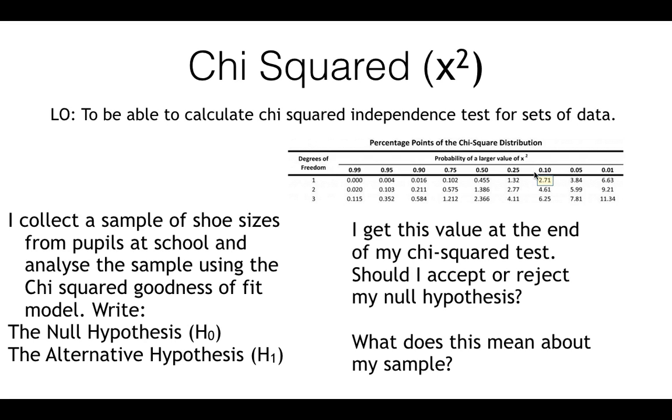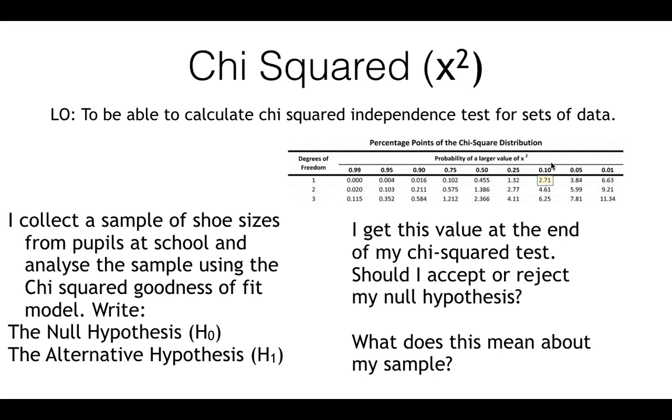If I get this chi-squared value here, because it is not in the last two columns, there is a greater than 5% likelihood that any differences between my data and the population are due to chance alone. So if I do see any deviations from what I expect, they're likely to be due to chance alone.